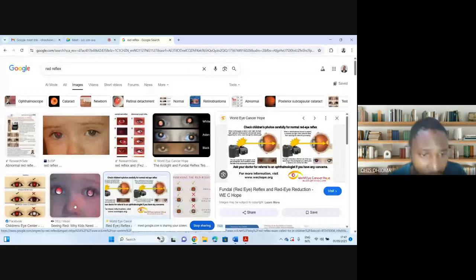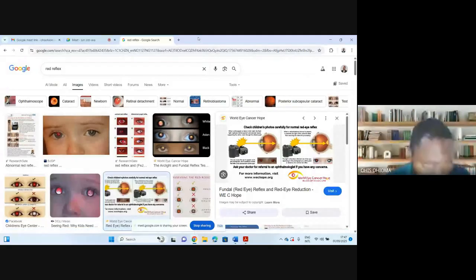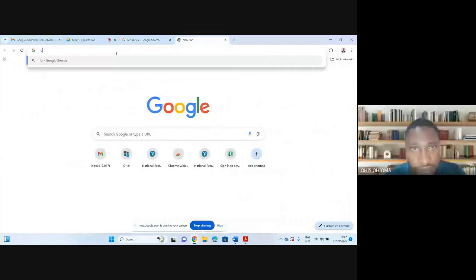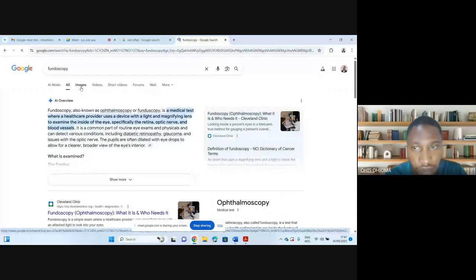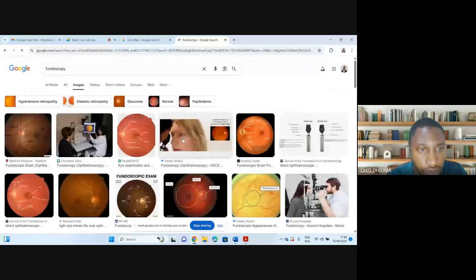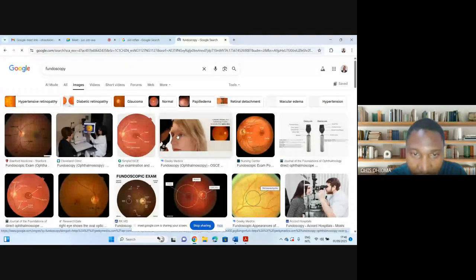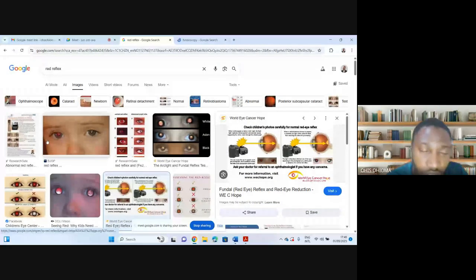This is not fundoscopy. Fundoscopy means that you use an instrument to look directly into the eye. Let me show you what I'm talking about. So you can see this is fundoscopy. You're using a light to look into the patient's eye. But for a red reflex, you're using a pen torch. You're just pointing a pen torch at the patient's eye. You're not looking into the patient's eye, right? You're flashing a pen torch at the patient's eye to just elicit this red reflex.